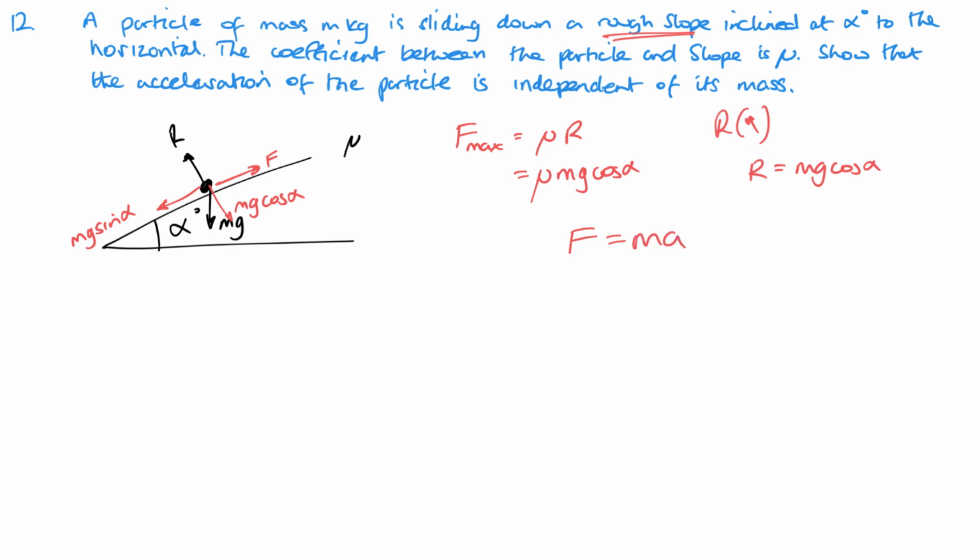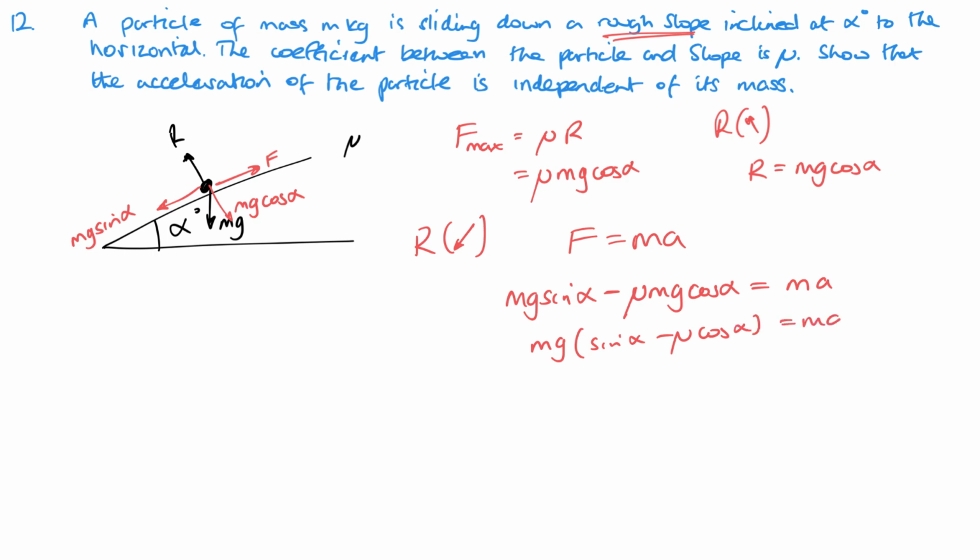Now, I want to use F equals ma, and I'm going to resolve parallel to the slope. So it's the larger value, mg sine alpha, minus my friction, which is mu mg cos alpha, and that equals ma, which is what we're trying to find. I'm just going to do a little bit of factorising, so let's factorise out the mg. So we get sine alpha minus mu cos alpha equals ma. And I can divide through by m. So I can see that a is equal to g sine alpha minus mu cos alpha.